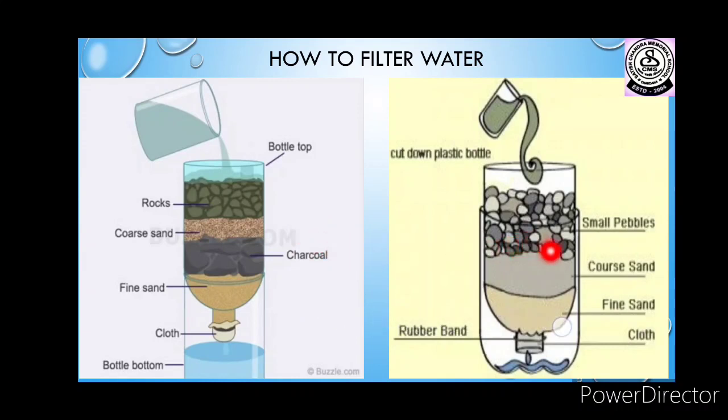You have already seen these types of processes in the previous video, so you can try this. But make sure that when you cut the bottle, you take safety measures, and you should do this experiment with permission from your parents. Whatever experiment you have seen in the video you can try, and any of these pictures you can draw in your EVS classwork copy.